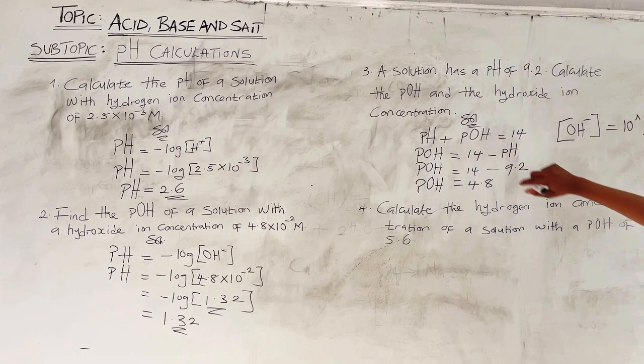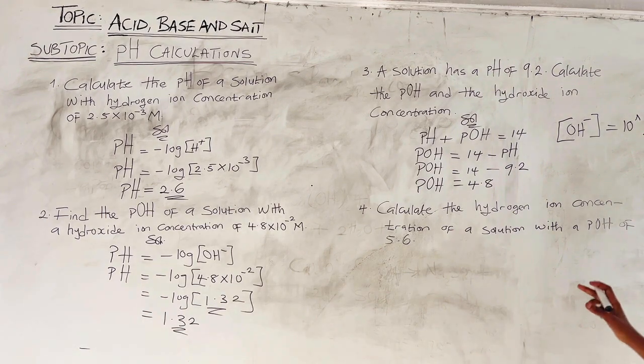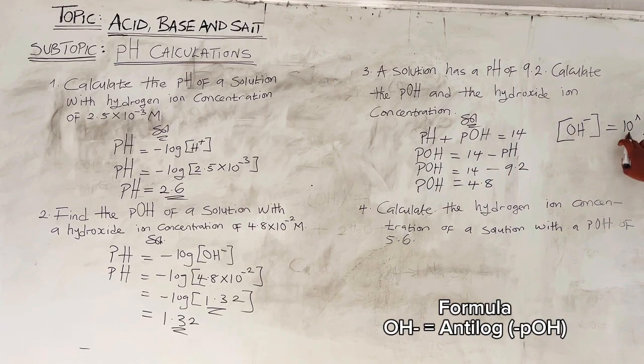Then remember, we're looking for what? OH minus. So this is the formula that we're going to be using. OH minus is equal to what? This is anti-log. Please take note. This is anti-log minus pOH. Okay, so that is the formula.